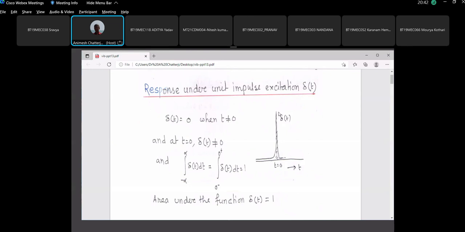But how much? Is it 2? Is it 4? Is it 5? We don't know. And why we don't know? Can you answer it? Is it our limitation of knowledge? Why we don't know? Think it practically. The answer is a practical answer, not a mathematical answer. Why do we never know the height of the impulse excitation?